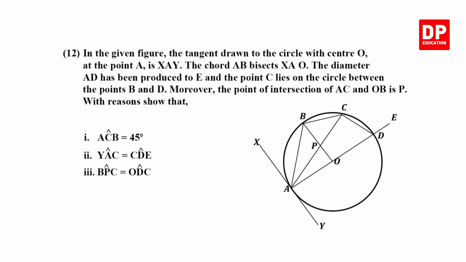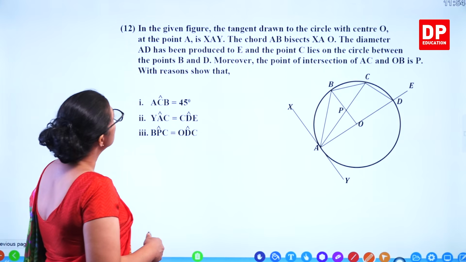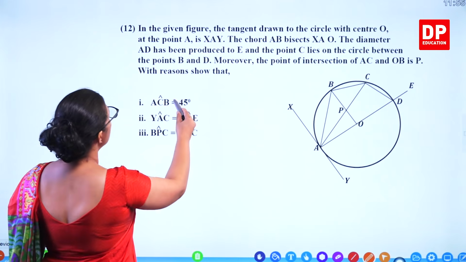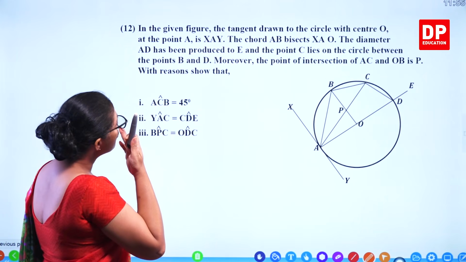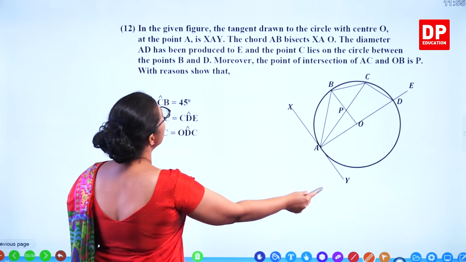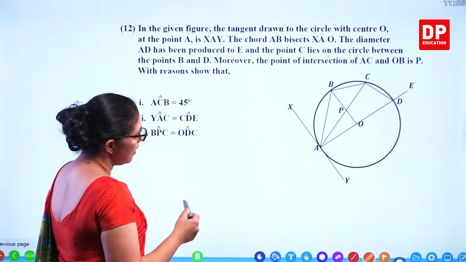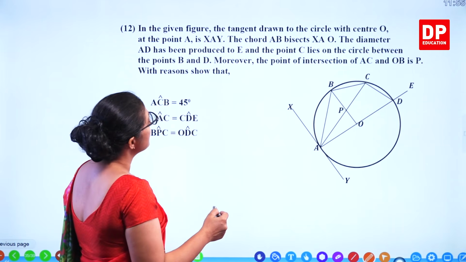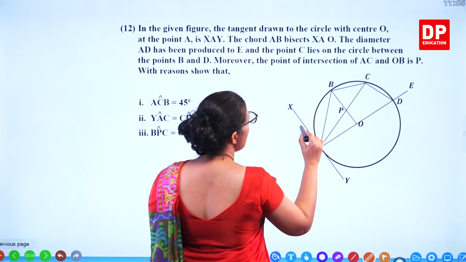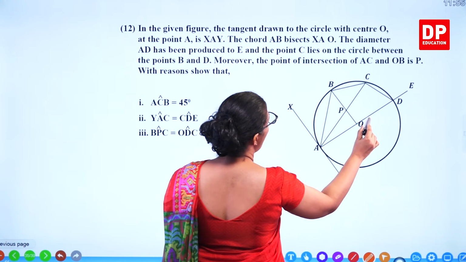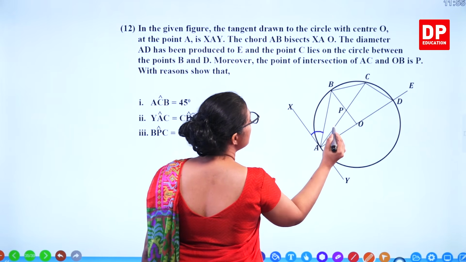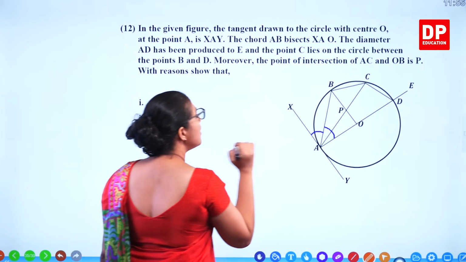Now take the last question, question number 12. In this question, you need to prove these three. In the given figure, the tangent drawn to the circle with center O at the point A is XAY. The chord AB bisects angle XAO. So that means this angle and this angle both are equal.